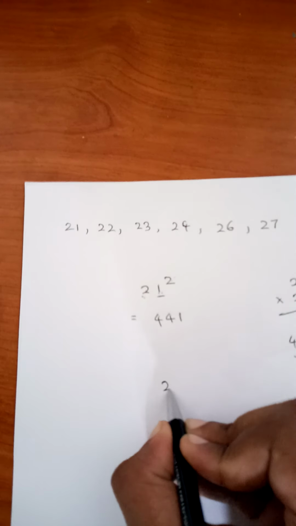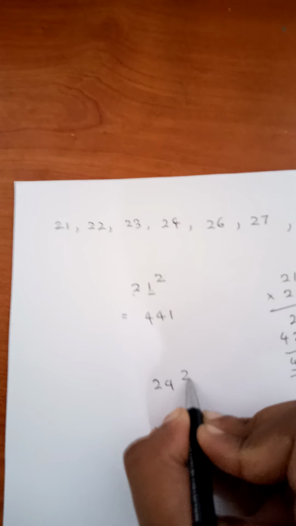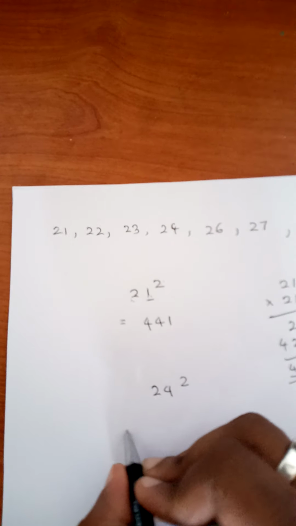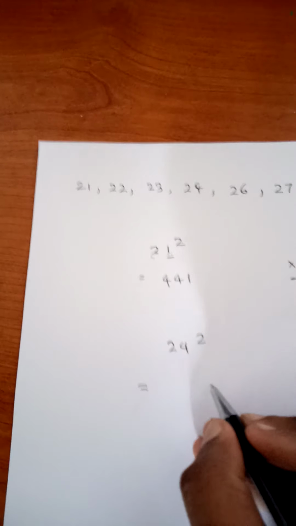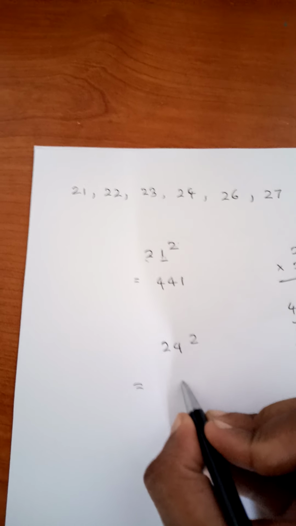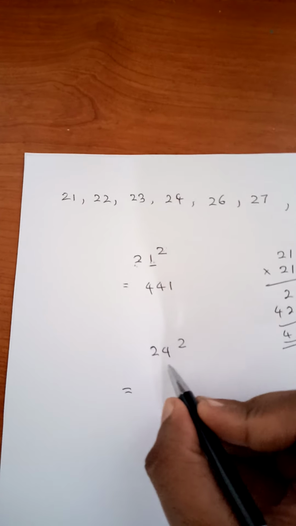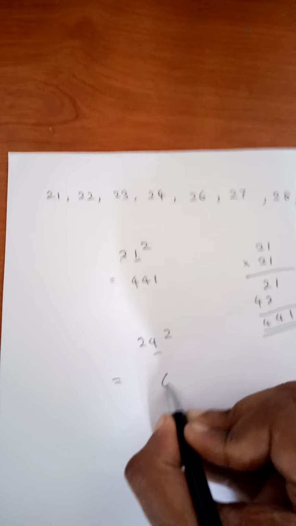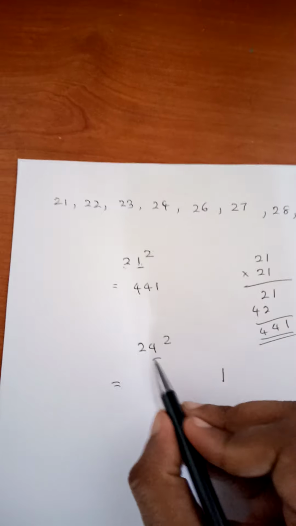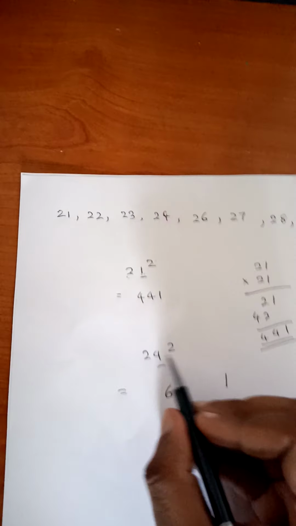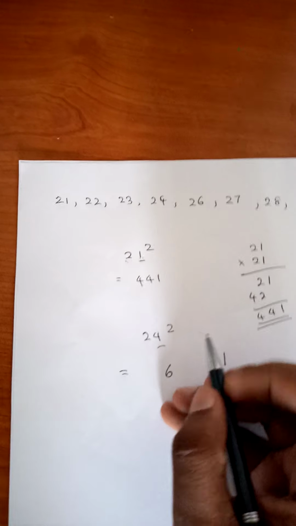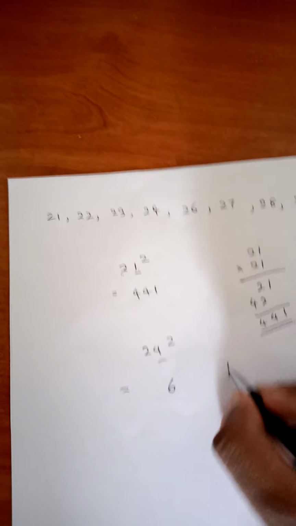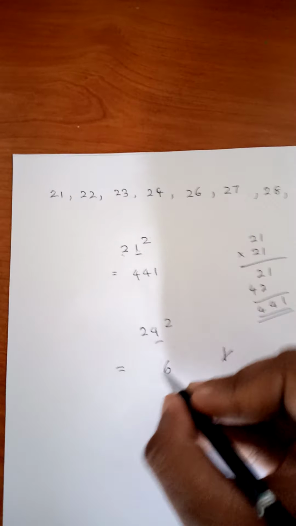Let's take another one, 24, to figure it out more. So what is the ones place number here? 4, no? 4 times 4, that means 4 square. What is the answer? 16. 1 remains. Multiple of both numbers then: 2 times 4, 8. 8 times 2, 16. 16 plus 1, 17, no?